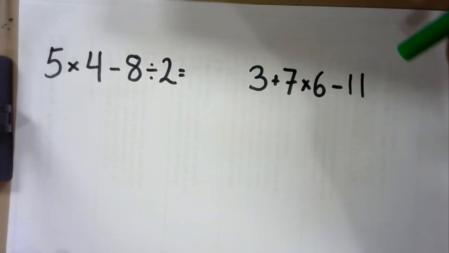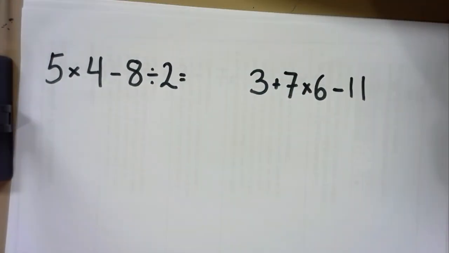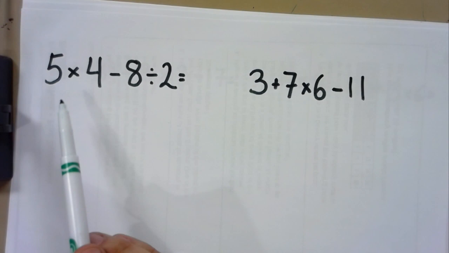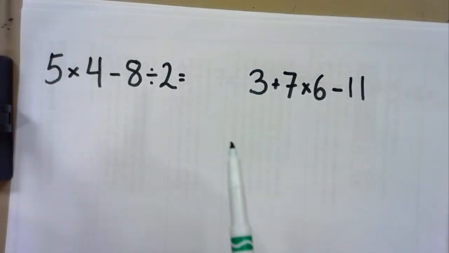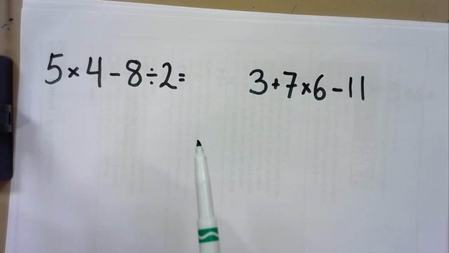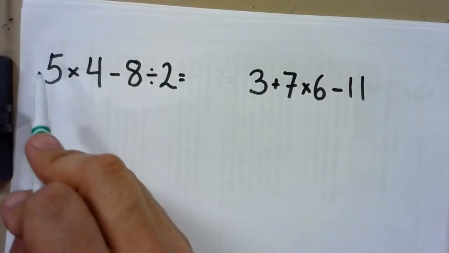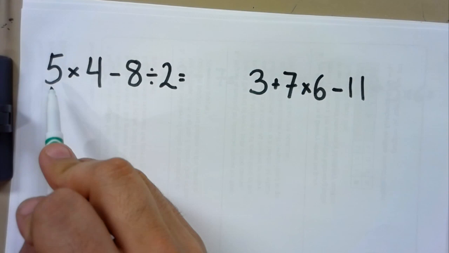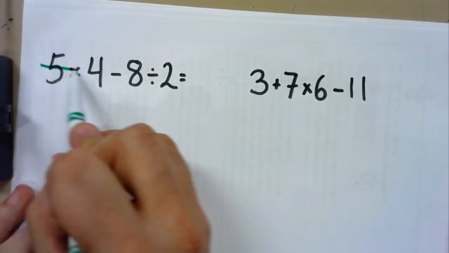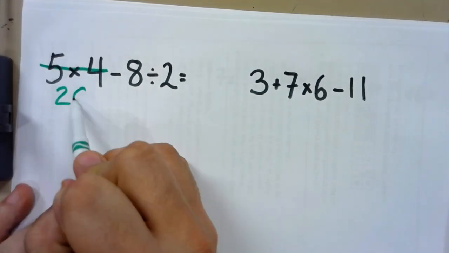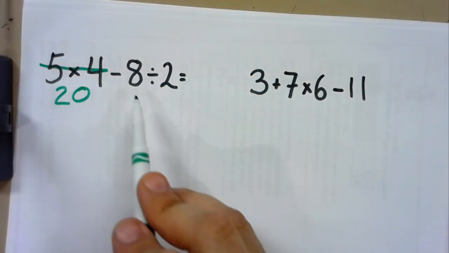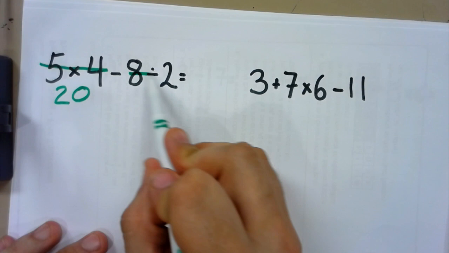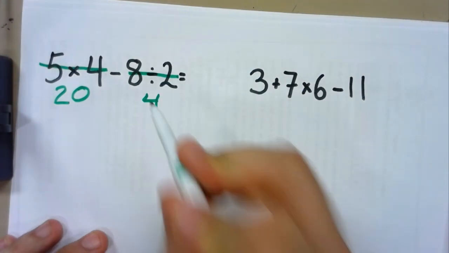So let's take a look at some other examples here. Let's try out 5 times 4 minus 8 divided by 2. So the first thing I need to do is look for my grouping operations, multiplication and division going left to right. So I've got 5 times 4. 5 times 4 is 20. And now any other grouping? I see division ones. 8 divided by 2. 8 divided by 2 equals 4.